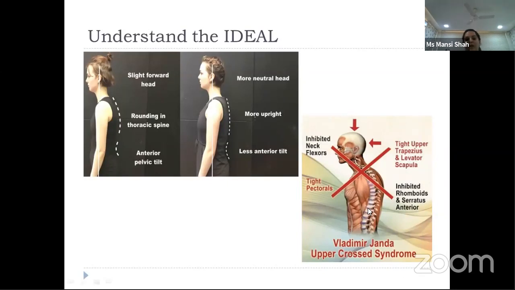So coming back over here, we have inhibited rhomboids and serratus anterior, inhibited deep neck flexors. At the same time, we have tight pectorals and we have tight upper trapezius and levator scapulae. As we know, taut muscles are going to inhibit the lax muscles over here.